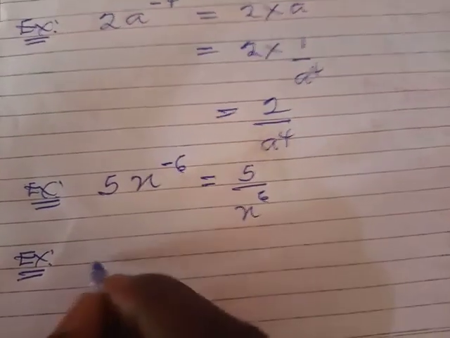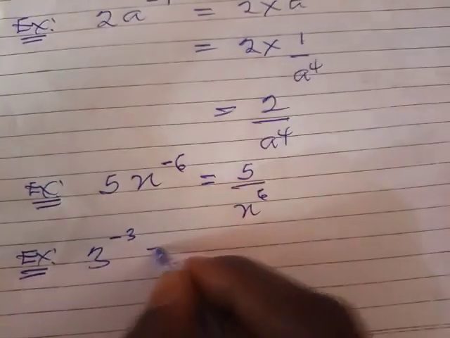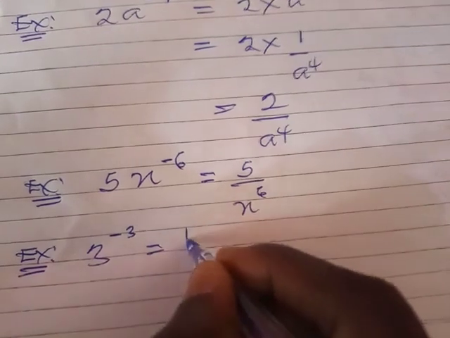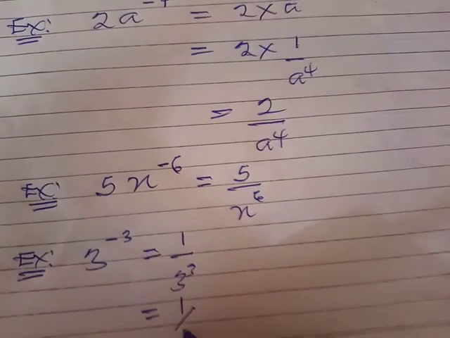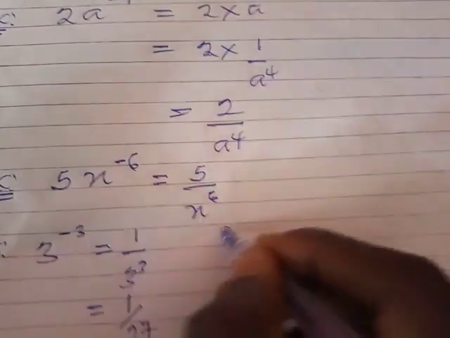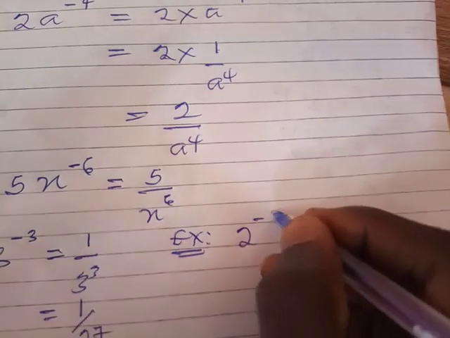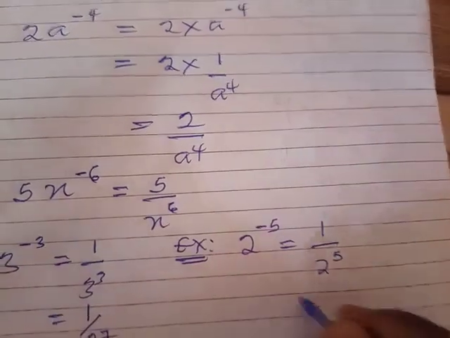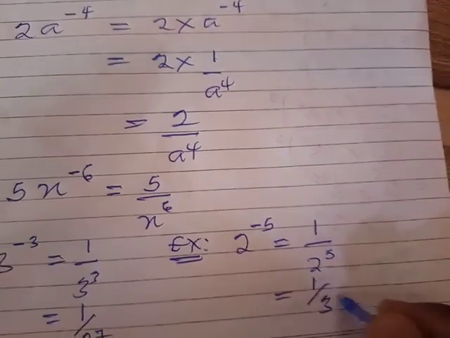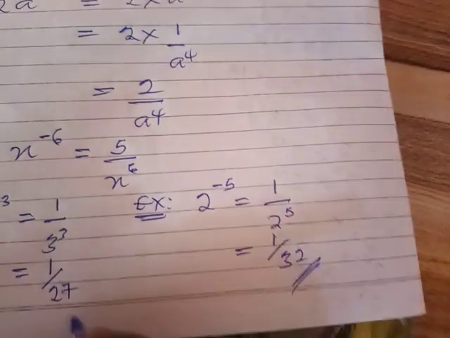So let's look at this example. Let's say I have 3 exponent negative 3. 3 exponent negative 3 is the same as 1 over 3 cubed, and 1 over 3 cubed is 1 over 27. Another example we can think of is, let's say, 2 exponent negative 5. That's 1 over 2 exponent 5, which is 1 over 32, because 2 exponent 5 is 2 multiplying itself 5 times. So this is what you get for this problem.